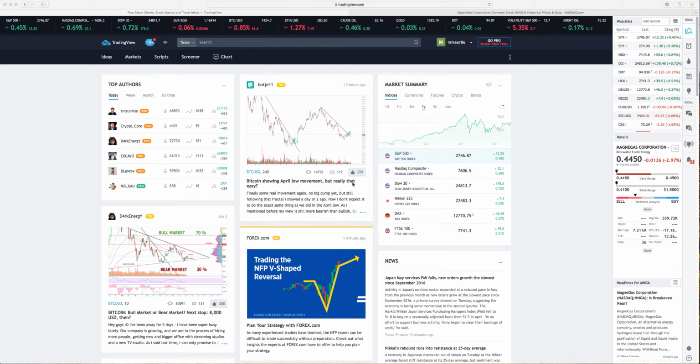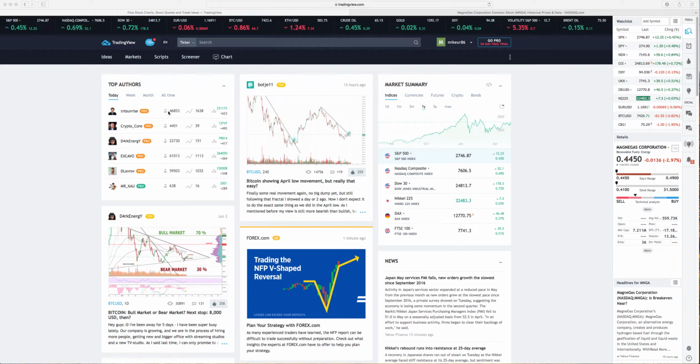So if you've never been to TradingView.com, I highly recommend it. It's a free site, shows charts, has a screener, allows people to publish what they believe is going to be bullish, bearish, possible buys or sells. There's a crypto side to it. It's really handy. I love it. So this is what the homepage looks like at TradingView.com.